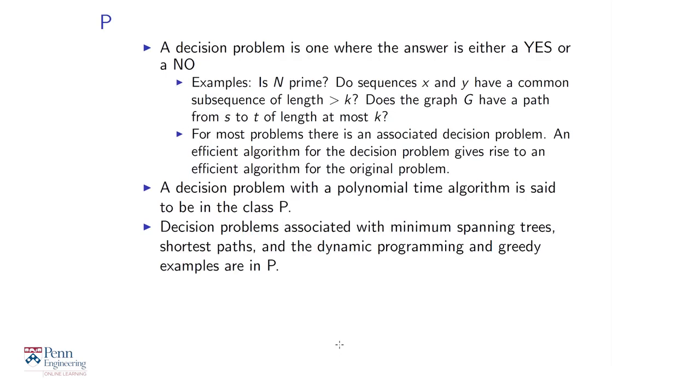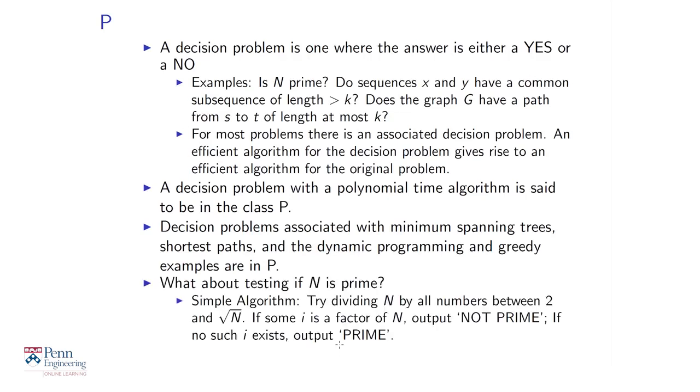That's a yes-no question. And if you could only solve that yes-no question, you can actually solve the original problem as well. You can think about how you might do that. So the decision problem of minimum spanning tree is, given a graph and a number k, is there a spanning tree of weight at most k?